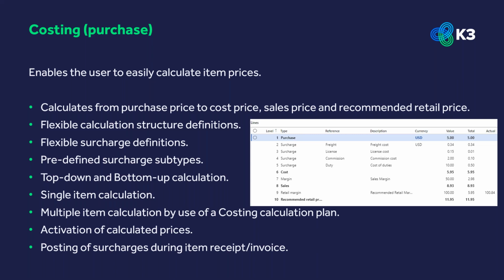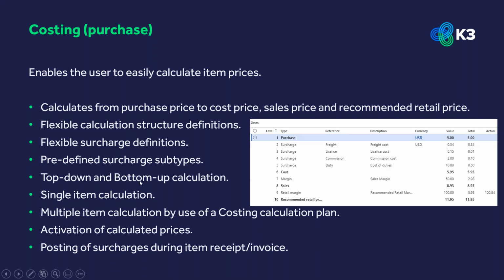A flexible calculation structure definition, that means you can define as many definitions as you want, and you can see one on the right in the screenshot. And flexible surcharge definition, so you can define as many surcharges as you want. We only have included 4 subtypes, which is freight, license, commission, and duties, which have underlying supporting tables to suggest the costs. You can of course always overrule them when creating an item costing sheet.